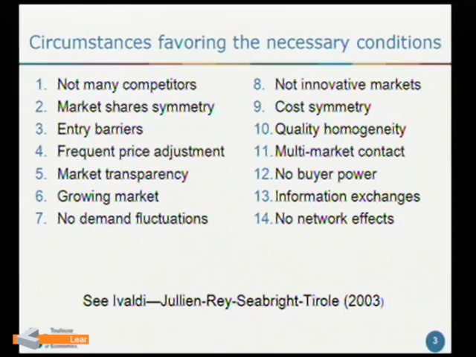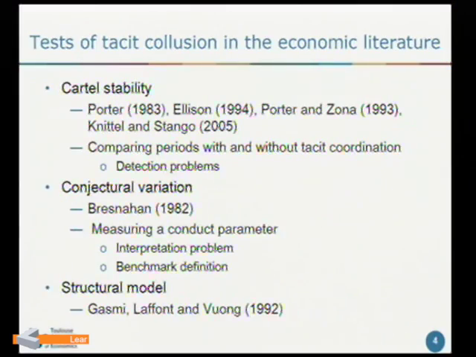I'm not going into all the details of this, but you know these different elements linked to the number of competitors, the fact you have a growing market or multi-market contact, and all those things that indeed can give support for coordination. In the literature, I will say there are three types of tests that you probably are aware of. It's the papers on cartel stability, following the paper by Porter. And this paper compares situations with and without tacit coordination.